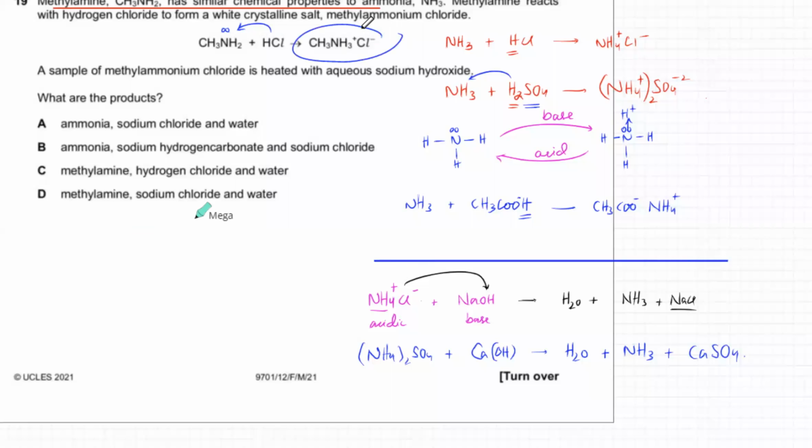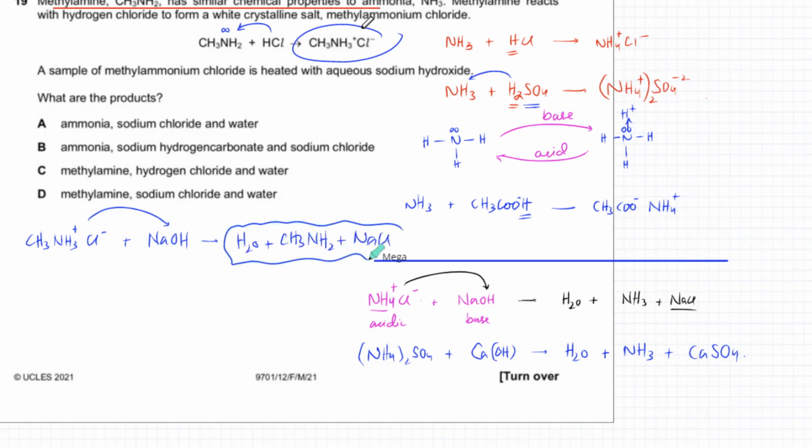So we have to make a reaction with this thing, CH3NH3+ and Cl-. If I react it with NaOH, the H+ that it had gained would go and join with the OH and form water. The CH3NH3+ would turn back into CH3NH2. The other thing produced is NaCl. So those are your three products. Is that clear? So methylamine, water, and NaCl. So it's going to be D.